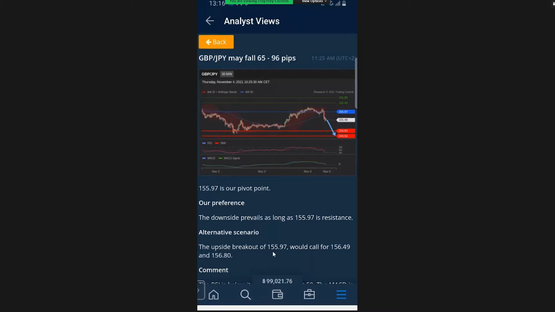Looking at more of it, the upside breakout of 155.97, meaning if it breaks the resistance up here, would call for a move higher towards 156.80, if it broke this resistance with unexpected news like we talked about. So we could be looking at the Great Britain pound, Japanese yen, and saying, okay, they've got big fundamental news coming out from the Bank of England. We're not sure what they'll say. We think maybe the pound will weaken, I'm sorry, based on this signal, but it could strengthen and come up and break.